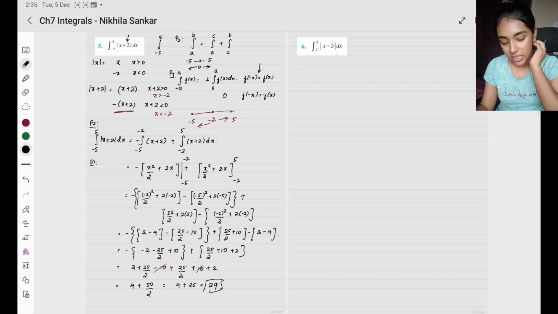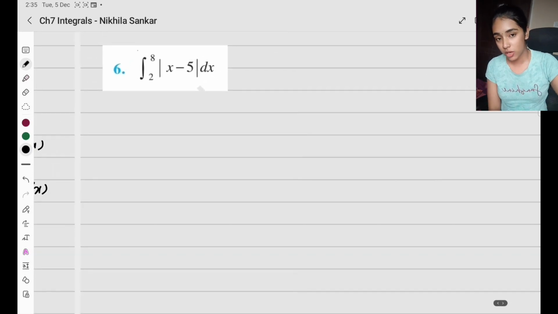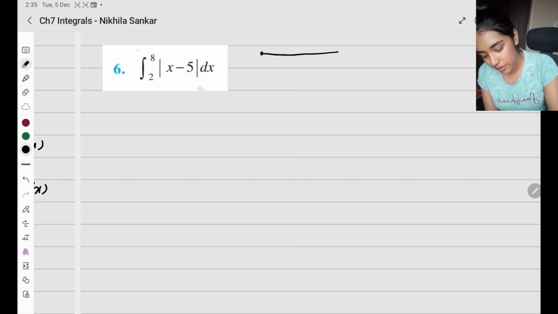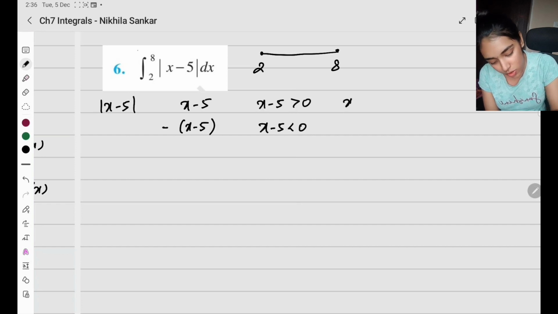Okay. Now, similar to the previous question, what do we have here? I have mod of x minus 5 and my limits are from 2 to 8. So now we have to find the in-between value. Mod of x minus 5 takes two values, x minus 5 and minus of x minus 5, when x minus 5 is greater than 0 and when x minus 5 is less than 0. So x is greater than 5 and x is less than 5. So the middle value is going to be 5.